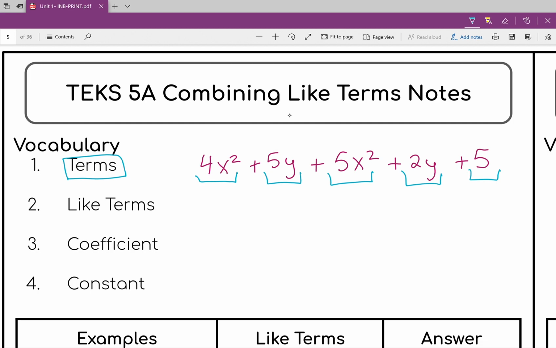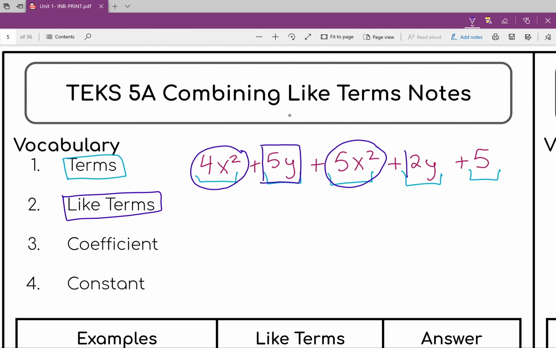Like terms are the terms that have similar variables. So like terms would be, for example, 4x squared and 5x squared because they both have x squareds. It would also be 5y and 2y because they both have the same y variable.